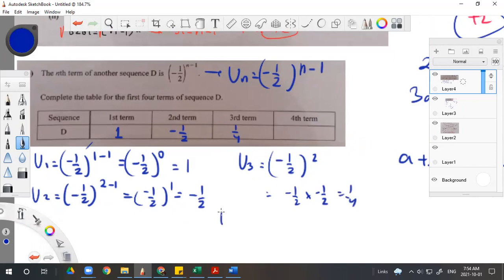How about U4? Negative 1 over 2 to the power of 4 minus 1. 4 minus 1 is 3. Make it simple. What? Ini kok 3? Oh, ini. So, negative 1 over 8, right? Because negative of the cube. So, negative 1 over 8.